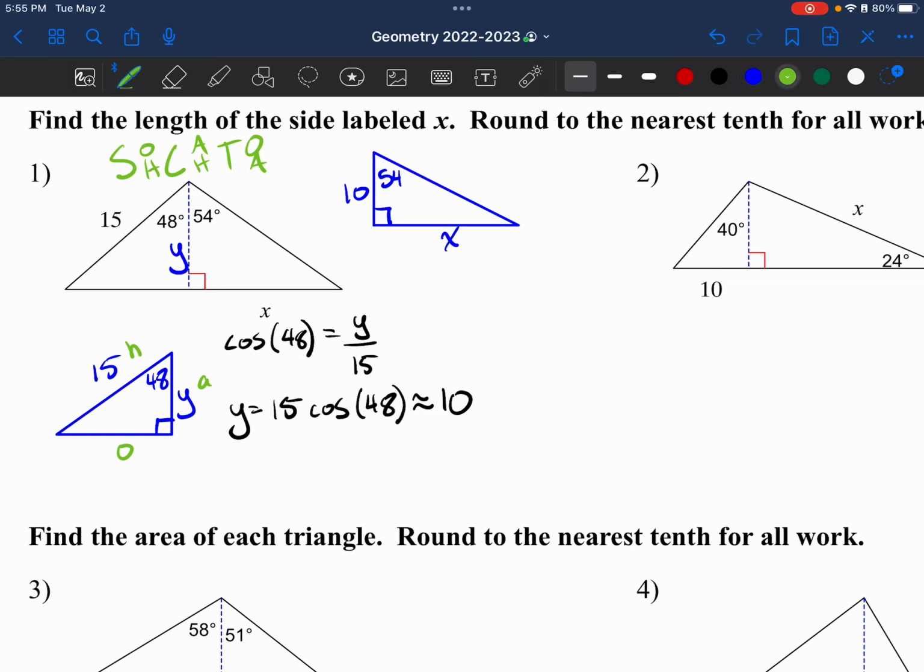So let's go ahead and label our O, A, and H. Opposite of 54 is O. Our hypotenuse, and by default, for process of elimination, that's our A. So again, in this one, we're not using hypotenuse. So we're using tangent in this case. Let me set up our function.